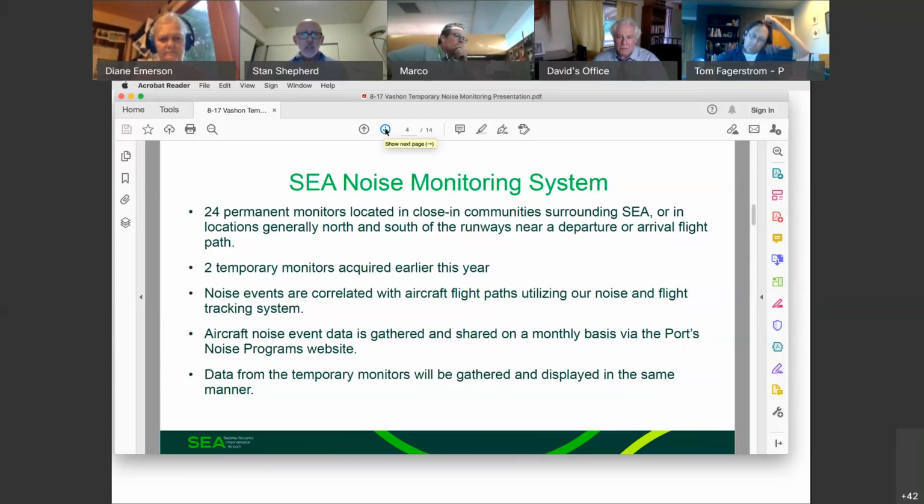So aircraft noise event data is gathered and shared on a monthly basis through our website. So you can go onto our website and you can download noise data, and the portable noise monitoring data will be downloaded the same way also.